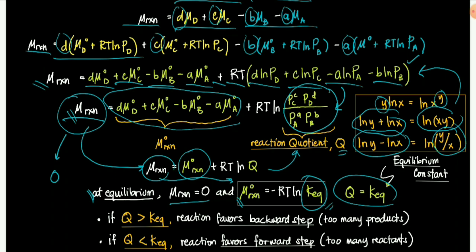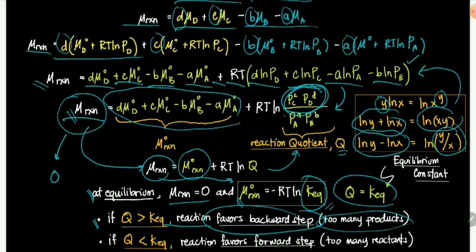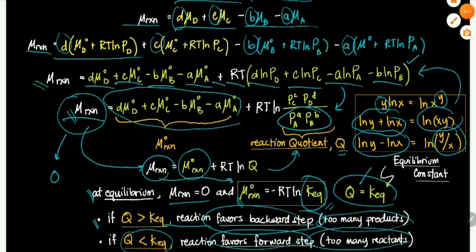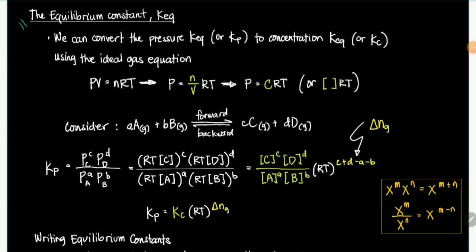Okay? So, some notes, if the Q is greater than the KEQ, ibig sabihin at any point in the reaction, if the reaction quotient is greater than KEQ, the reaction favors the backward step. Ibig sabihin, there are too many products in the reaction. So, mas mataas yung value ng numerator kaysa sa denominator. Okay? Kapag naman, the Q is less than the KEQ, the reaction favors the forward step. Ibig sabihin, masyado namang maraming reactants. So, dapat mag-increase yung value ng Q para maging equal na siya sa KEQ. Okay? So, now we have derived the equilibrium constant or KEQ.